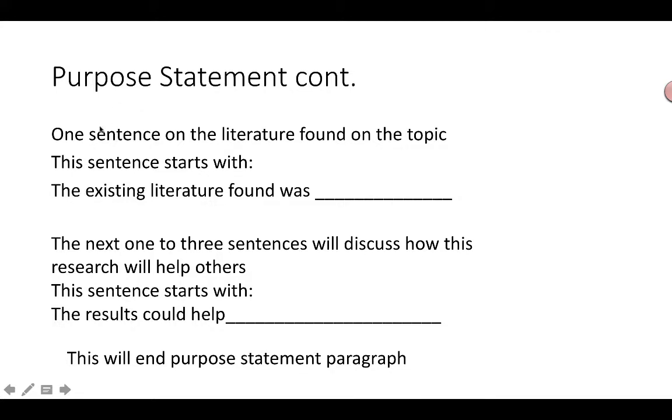The rest of the paragraph. Next sentence should be one sentence on the literature found on the topic. This sentence starts with "The existing literature was found on this subject of," or "the topic of," blank, blank, blank, blank, blank, and give an idea of what kind of topics you found on your specific topic.